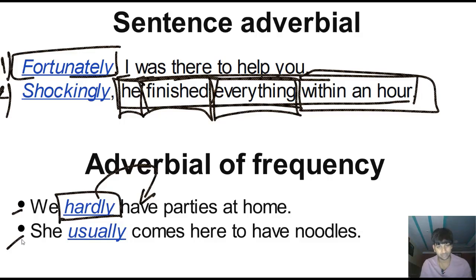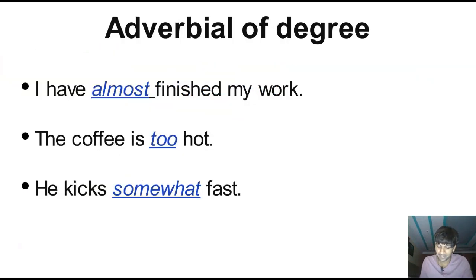So she comes here to have noodles, right? She usually does, it happens quite frequently. So adverbials of frequency talk about the frequency with which an action takes place. Now, the adverbial of degree, the last type.